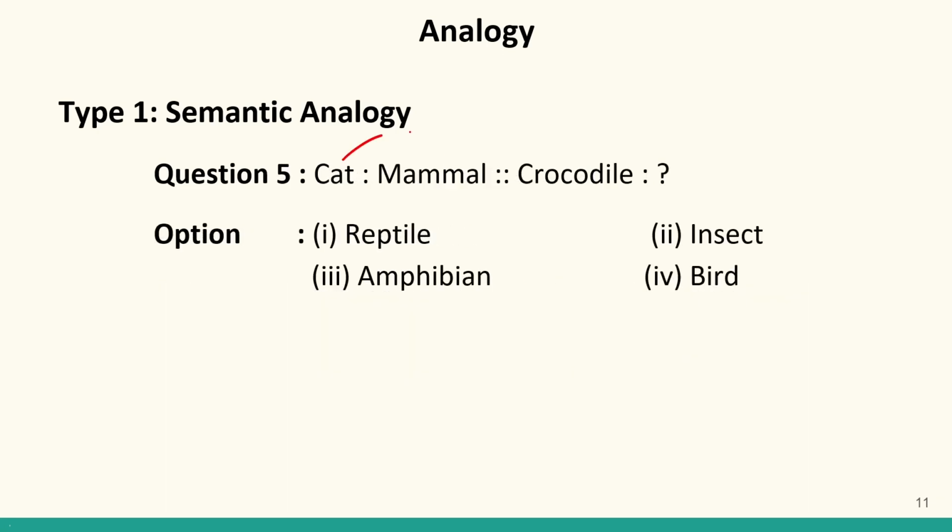water. Now, cat, this is a type of mammal, right? Similarly, crocodile is a type of what? It is a type of reptile. So our answer will be option number 1, reptile.